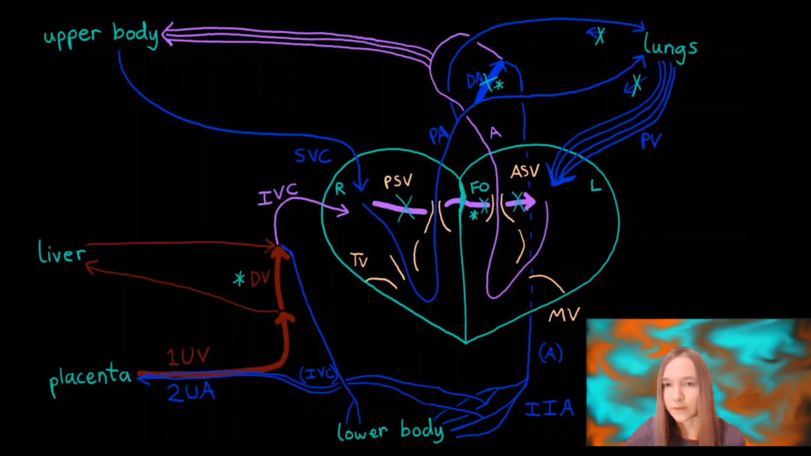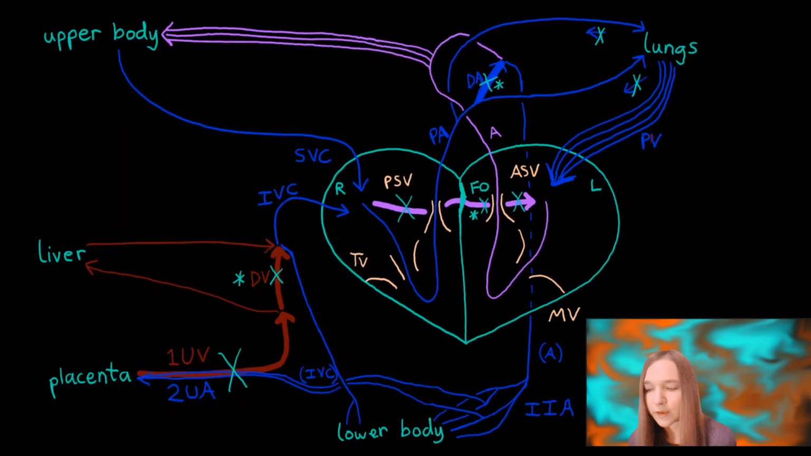The ductus arteriosus will be obliterated and then called the ligamentum arteriosum, and the ductus venosus will be obliterated and called the ligamentum venosum. The umbilical cord will be cut and tied, and the umbilical vein will become the ligamentum teres, and the umbilical arteries will be called the medial umbilical ligaments.